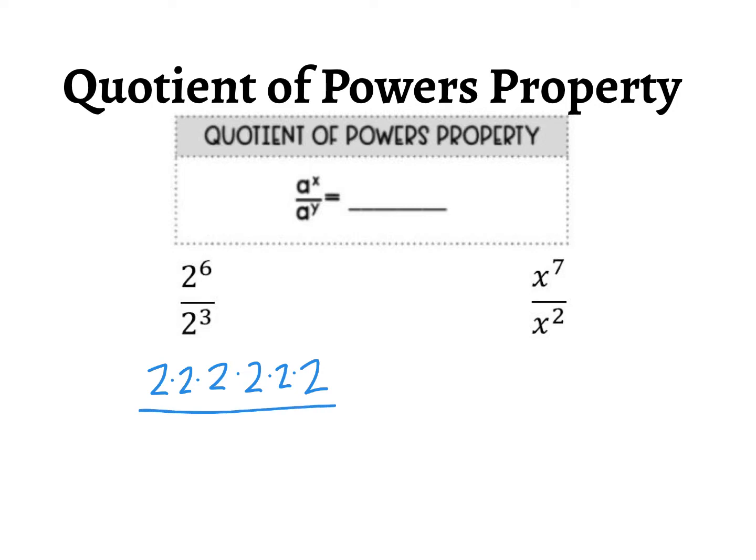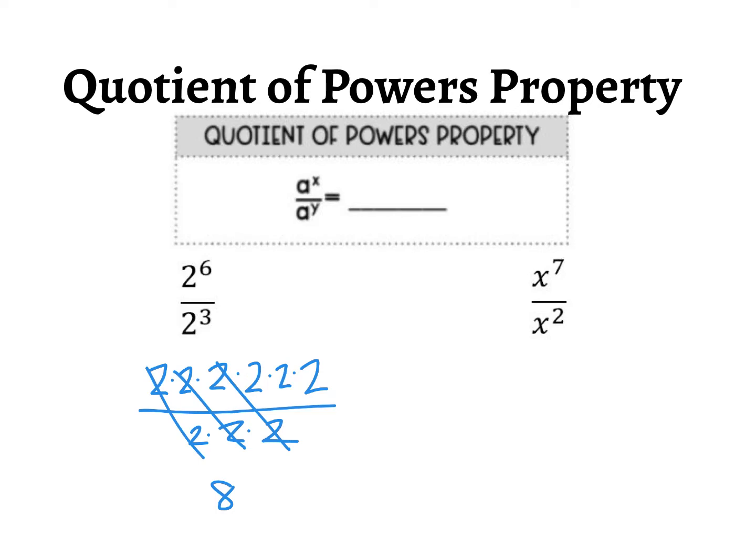In the bottom, we have 2 to the 3rd, which means we have 2 times 2 times 2. We're multiplying 2 times itself 3 times. Now, if we're actually going about dividing here, we're going to be able to cancel the terms that we have in common in the top and in the bottom. So these two cancel, these two cancel, and these two cancel. And now on the top, we're just left with 2 times 2 times 2, which is equivalent to 8.